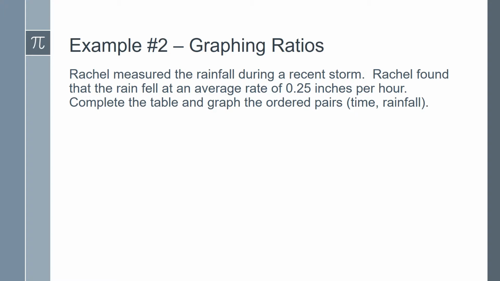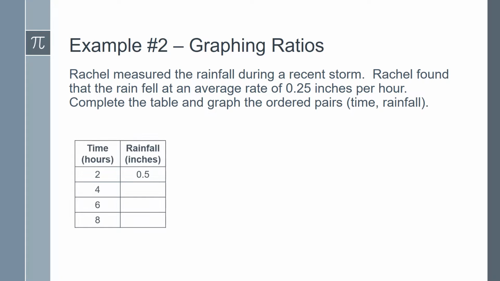Example number 2. Rachel measured the rainfall during a recent storm. Rachel found that the rain fell at an average rate of 0.25 inches per hour. Complete the table and graph the ordered pairs. We will once again use time on the x-axis, and this time we'll use rainfall on the y-axis.